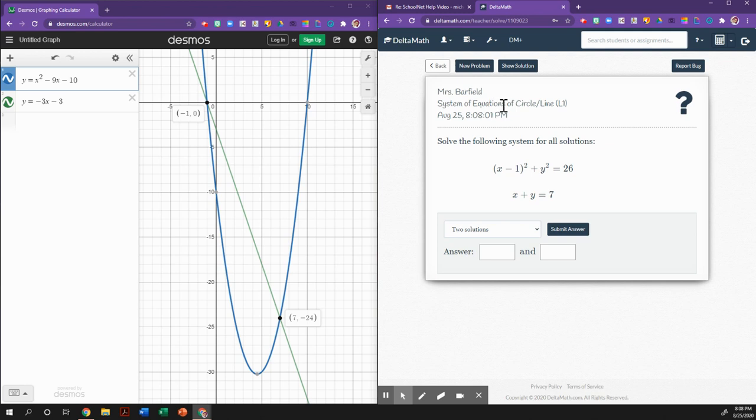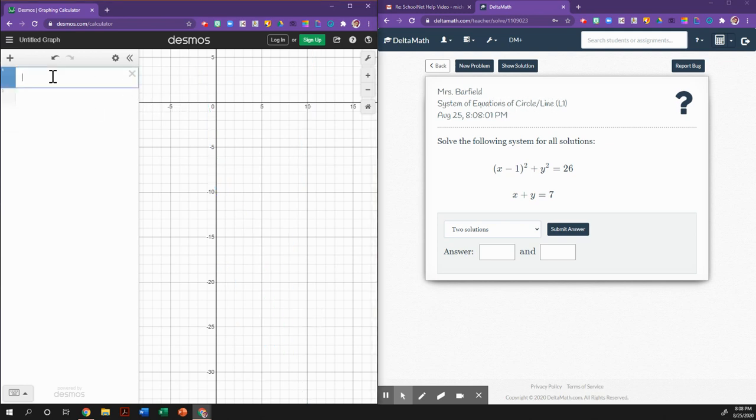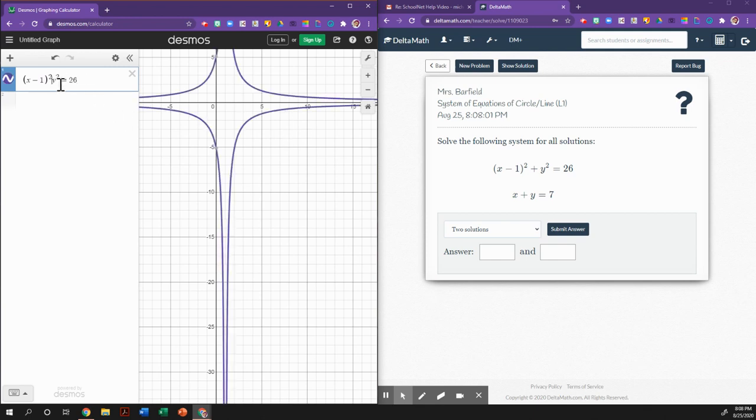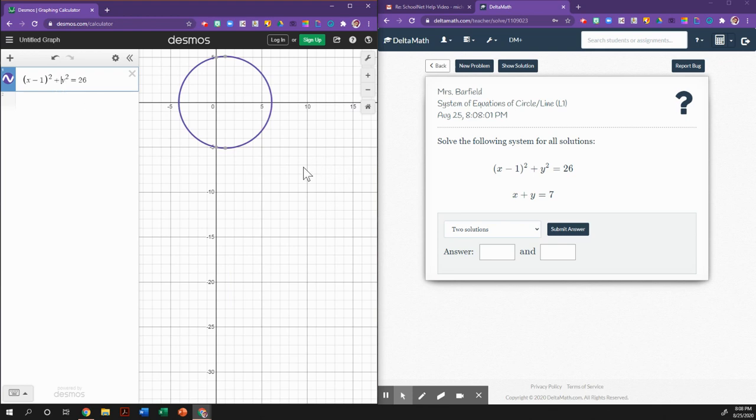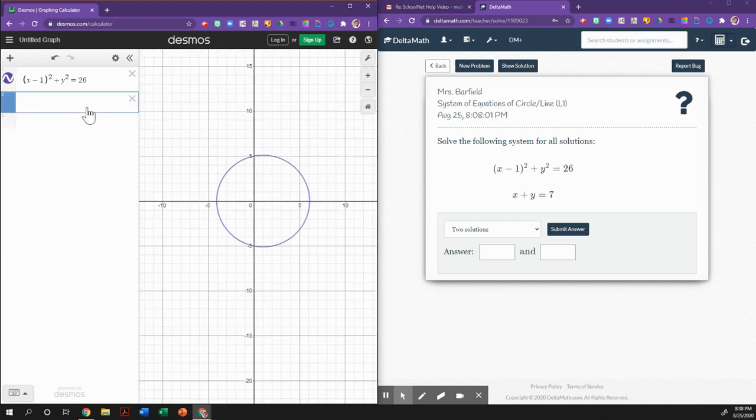So we've got a system of equations. We've got a circle and a line. So I'm going to type that in, parentheses, x minus 1 squared plus, make sure I'm not in my exponent, equals 26. Let me get that switched over to a plus sign. So there's my circle, and the line is x plus y equals 7.